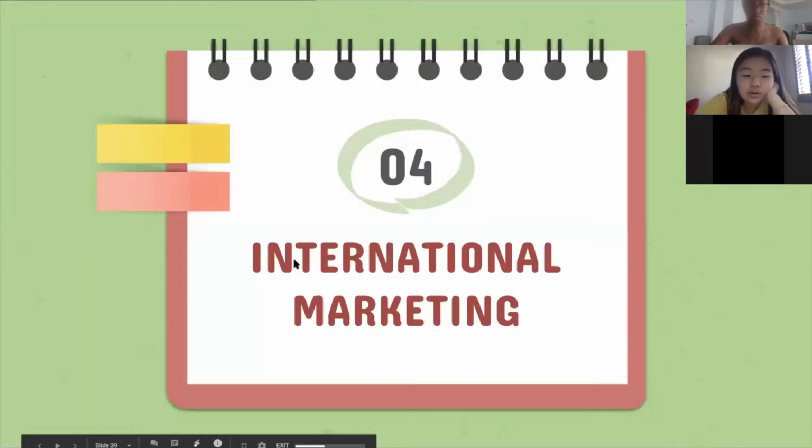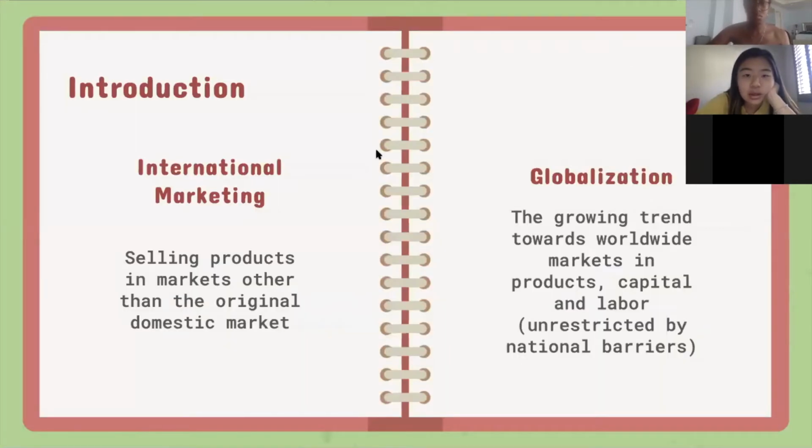Okay, so now we are on section 4, which is international marketing. Just an introduction for international marketing. The definition of it is selling products in markets other than the original domestic market. And globalization, the definition of that is the growing trend towards worldwide markets and products, capital, and labor. So globalization is unrestricted by national barriers.